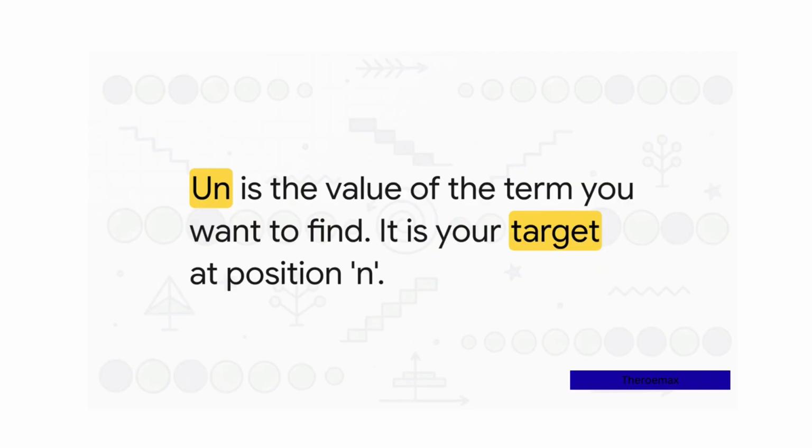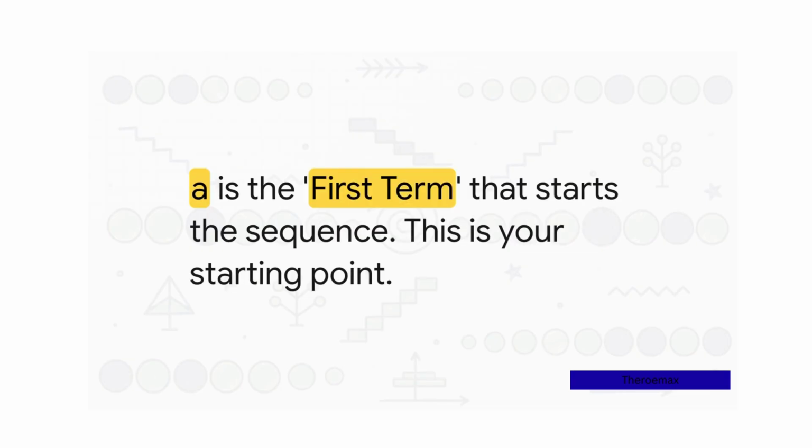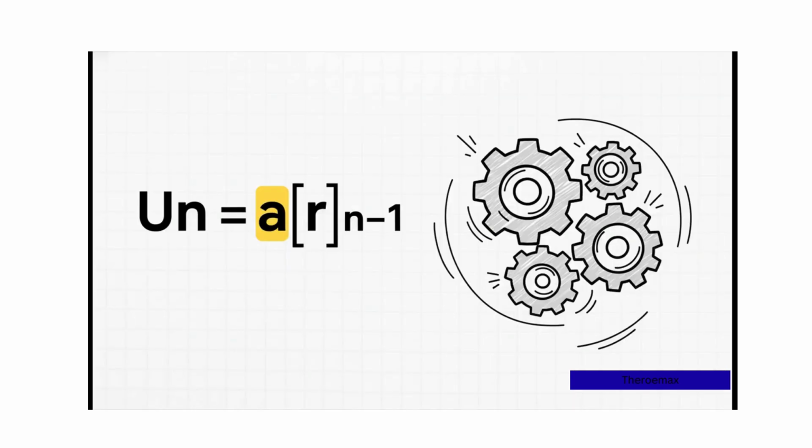First up is Un. Think of this as your goal. It's the value of the term you're actually trying to find. So if you want the 10th term, you're solving for U10. Simple as that. Next up, we've got A. A is simply the very first number in the sequence. It's your starting point. It's where the whole thing kicks off. Then we have R, and you already know this one. That's our common ratio, the number we multiply by every single time. It's the real engine of the whole progression.